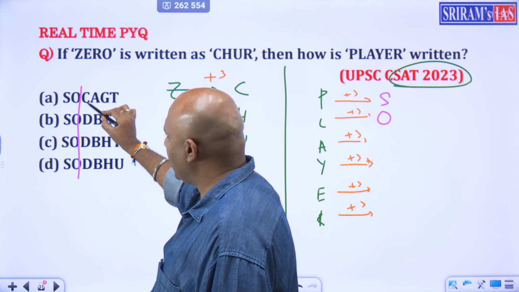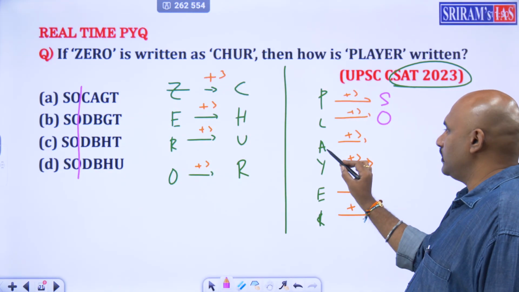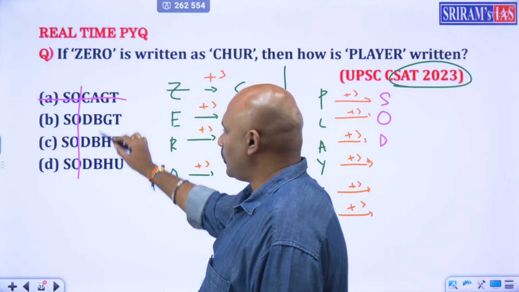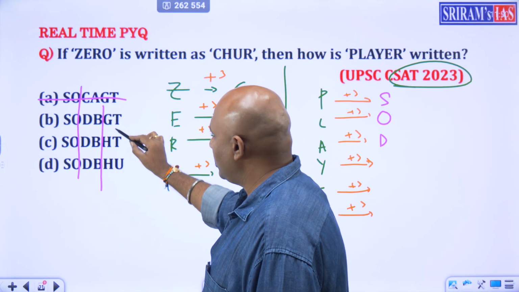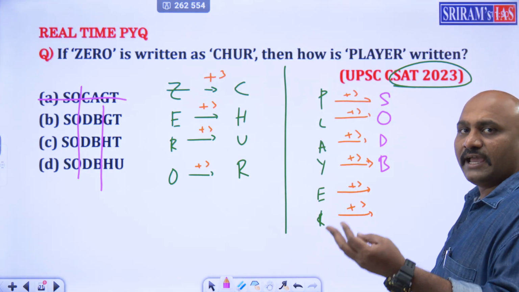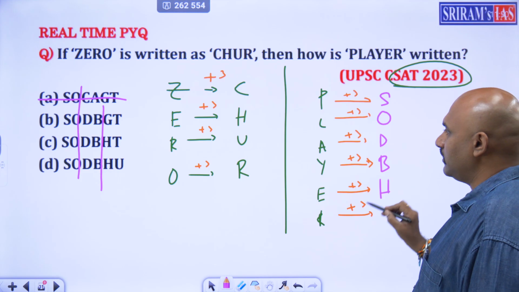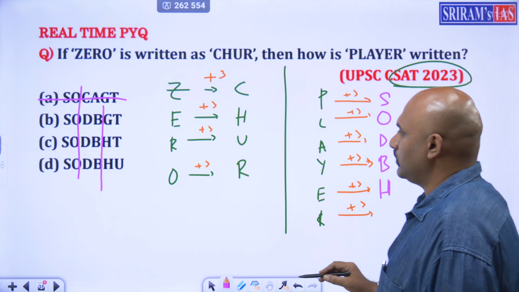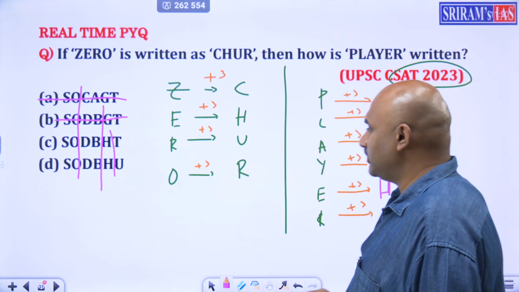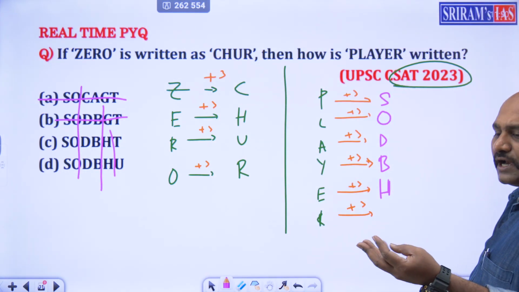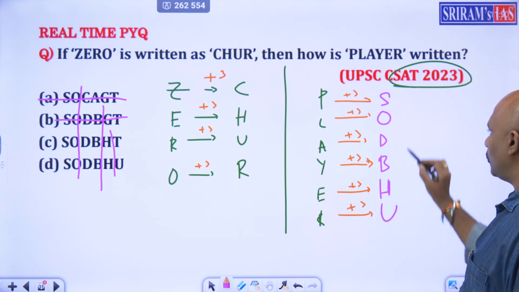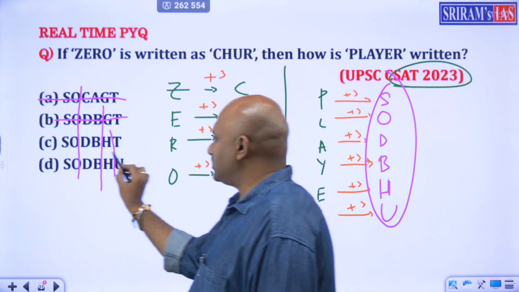So we have C and D. Next is C, choose one. So after A, add 3, D is coming. So that means this is lost. So this one, up to DB, is same. Now DB. Next Y to B. After E, plus 3. F, G, H. H should come here. And finally, if you observe this, this is lost. Now we are left with only two things. TR. After R, R, S, T. If you observe T, S, U. So this should be U. So answer is option D.